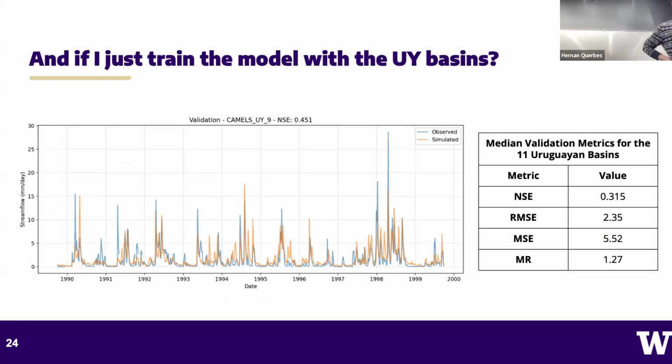Again, we have the median metrics for the Uruguayan basins. The NSE improved a bit, also the mean ratio, but still we are far from what we wanted to see. So now we are gonna see what happens with the precipitation products, and I'm gonna start by looking at the US basins.